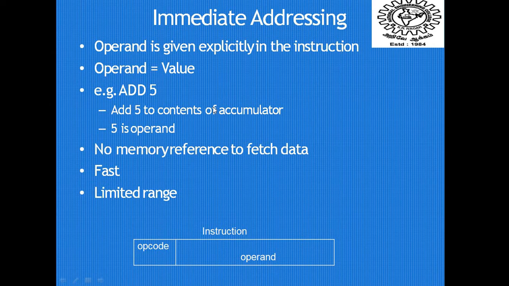So the operand value is given explicitly in the instruction. As I said, immediately, no waiting time. You should give it explicitly in the instruction, in terms of openly. The operand value will be given.